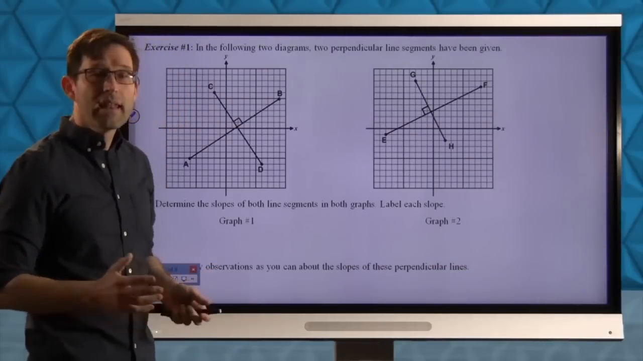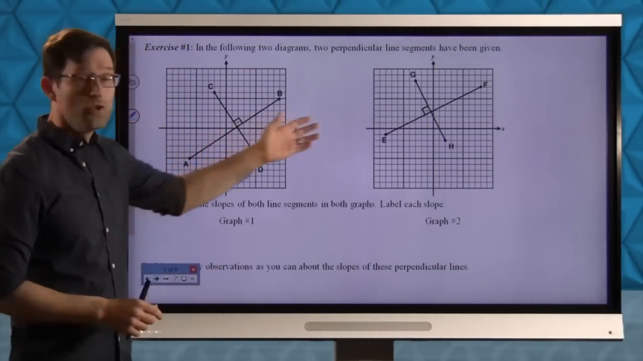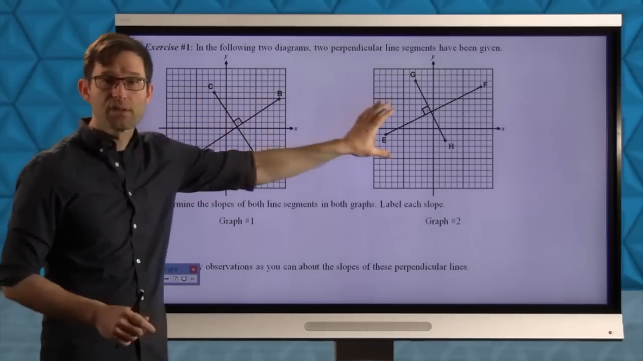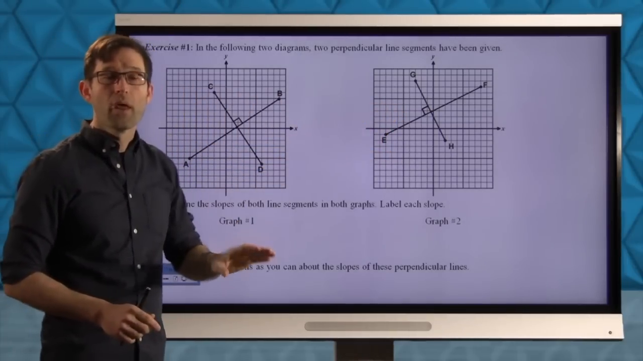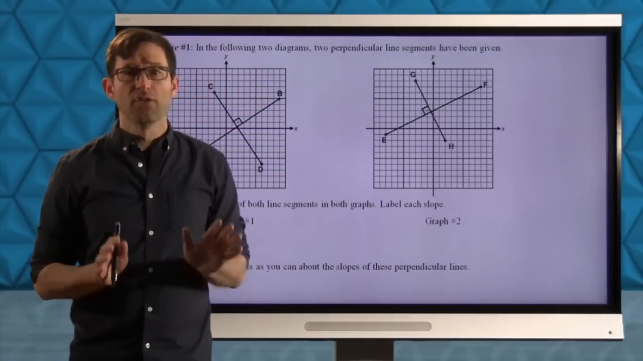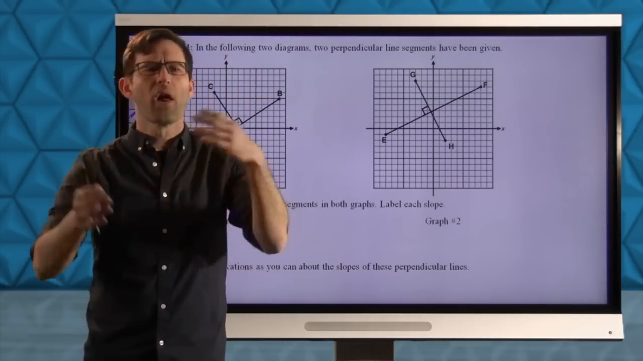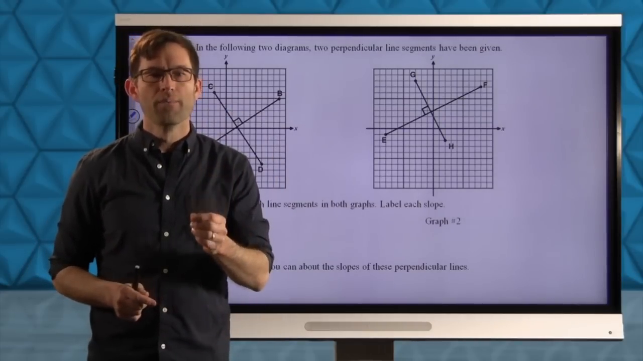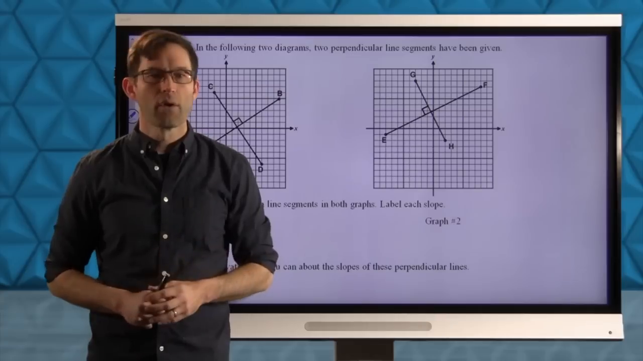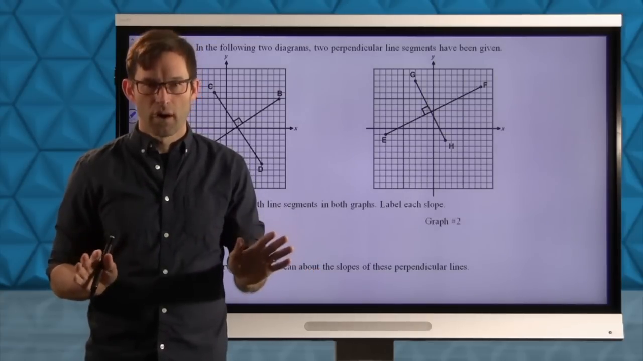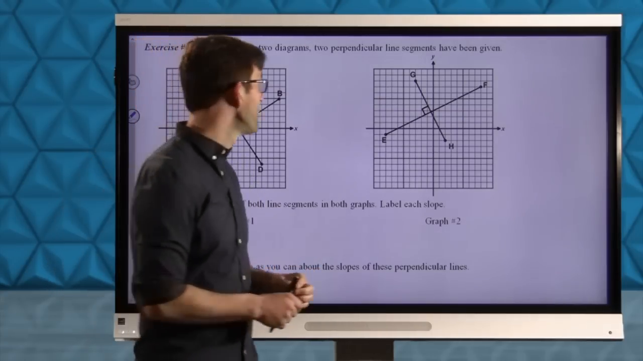All right. Now in exercise 1, we've got two graphs, okay? And in both situations, I've drawn line segments that are perpendicular to each other. What I'd like to do is graphically determine the slopes of all the line segments involved, okay? So what I say we do is we do the first slope of letter A together and then have you do all the rest of the slopes on your own. So let's jump into it.